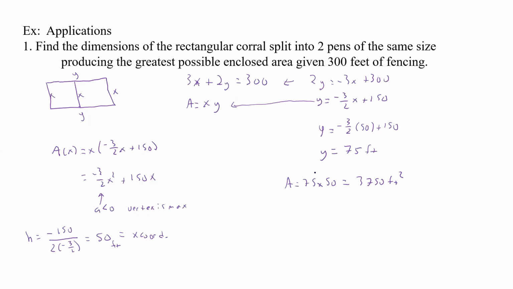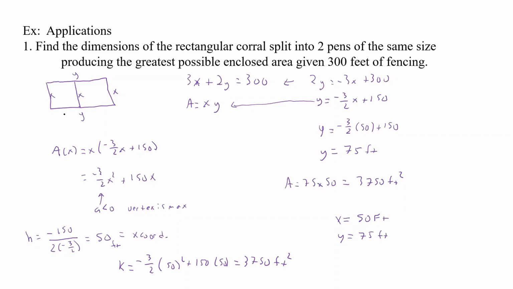And another way we could have found that area is we could have taken our h here and plugged it into our area formula here, and we could have got out the same thing. So if we did that, we're basically looking for k. Well, that's going to be negative 3 halves times the 50 squared plus 150 times 50. And if we plug all that together, we still get 3750, and that's going to be feet squared. So our x is equal to 50 feet, and our y is equal to 75 feet.